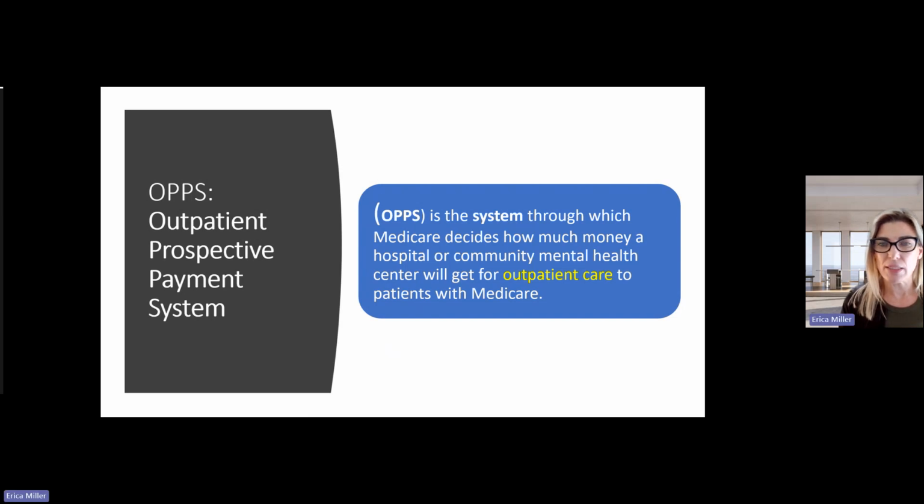All right. Lastly, let's talk about the OPPS. We talked about the prospective payment system on the inpatient side. Let's talk about the outpatient sector. The OPPS is the system through which Medicare decides how much money a hospital or community mental health center will get for outpatient care to patients with Medicare. Remember, even in a hospital setting, we've got ambulatory departments that can supply patients with care and medical treatments but don't require a hospital stay. That is where the outpatient prospective payment system comes into play.